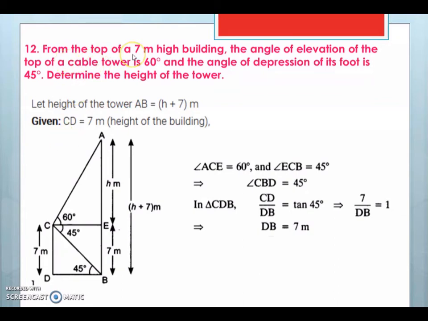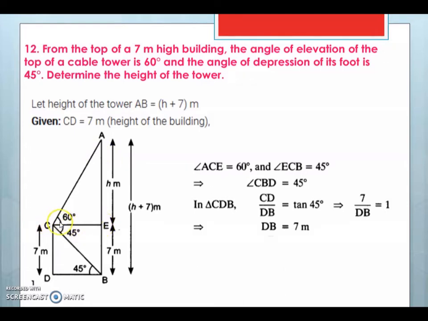So the 12th one is: from the top of a 7-meter high building, the angle of elevation of the top of a cable tower is 60 degrees. So from the top of a building, you have to first draw one building that is 7 meters tall, and from the top of the building, the angle of elevation of the top of the cable tower is 60 degrees. So this is the angle of elevation, and this will be the horizontal which you have to draw.